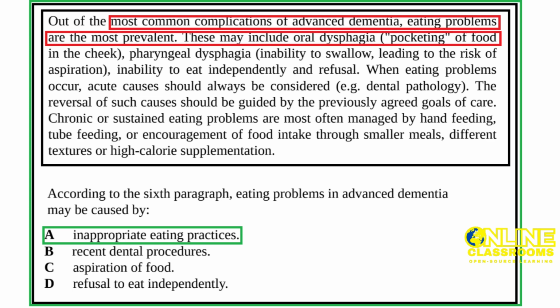C. Aspiration of food. This option is mentioned in the paragraph as a risk associated with pharyngeal dysphagia. It is a valid cause mentioned in the paragraph. D. Refusal to eat independently. This option is mentioned in the paragraph as one of the eating problems that may occur in advanced dementia. It is a valid cause mentioned in the paragraph.